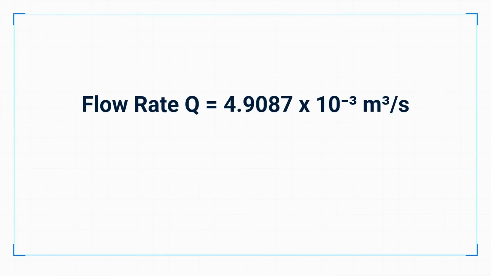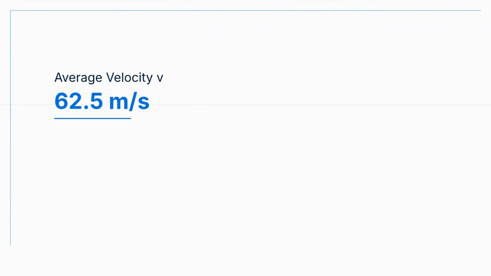The flow rate Q is 4.9087 times 10 to the negative 3 cubic meters per second, or 4.9087 liters per second. The average velocity V is 62.5 meters per second.